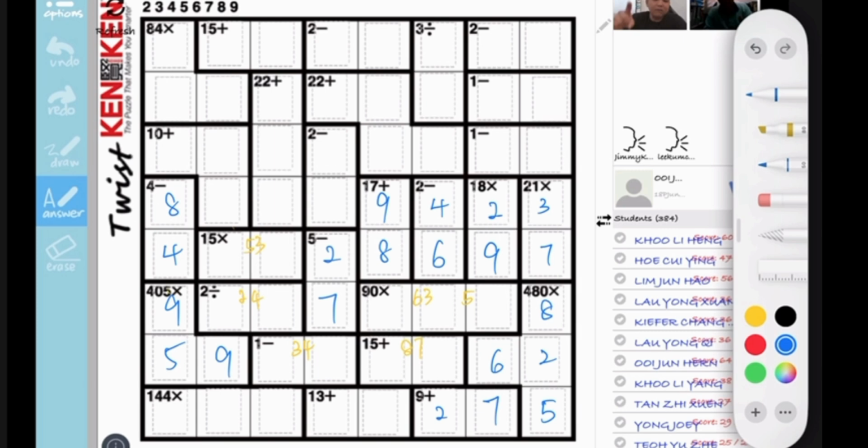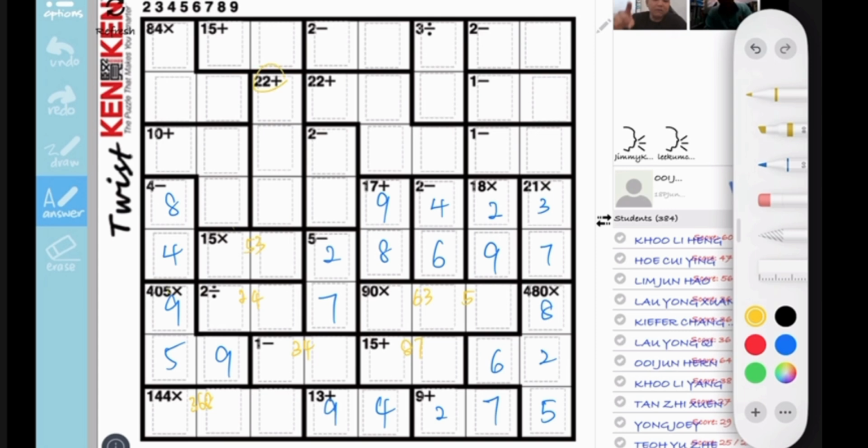And then to get the 13 plus, we can only use 9 and 4 because we cannot use 7, 6 or 8, 5. And because we have a 9 here, so here will be 9, here will be 4. And then we are left with 3, 6 and 8 for the 144 multiple. Okay.